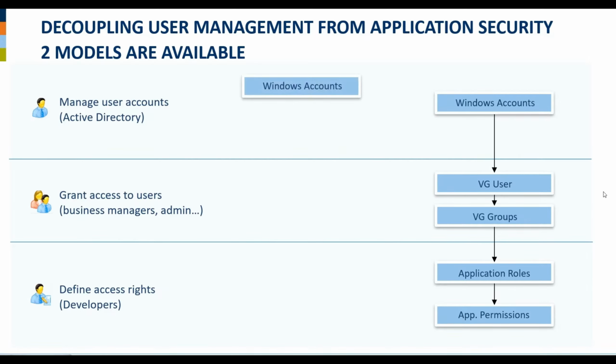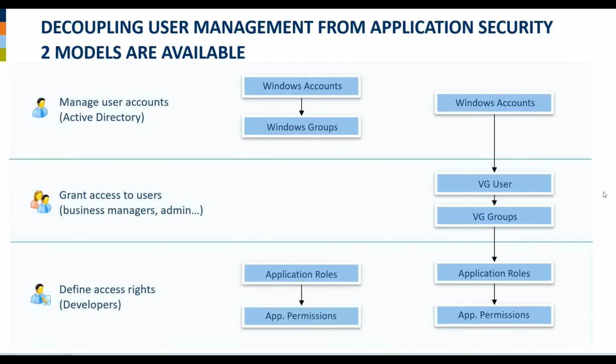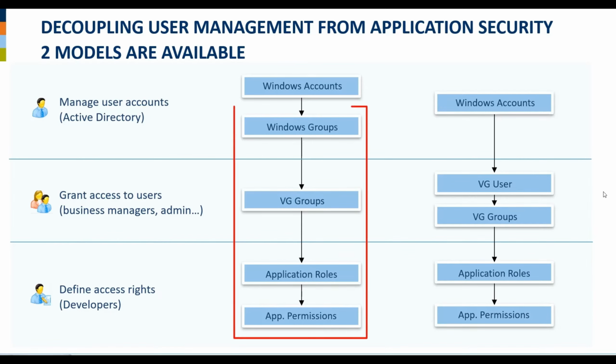You can have somebody in charge of Active Directory defining the Windows accounts. They will also probably define Windows groups. On the other hand, we still have roles and permissions, which doesn't change. But what you're going to do is place not users inside of the Visual Guard group, but directly Windows groups. And if you do that, then this whole chain of boxes that you can see down to the Windows group is stable.